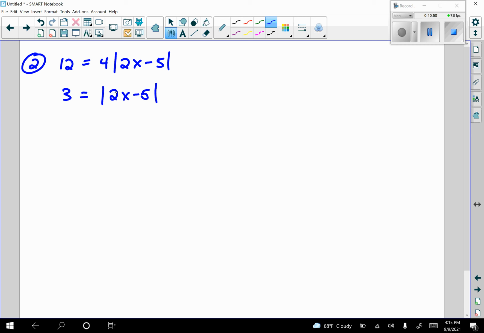So what's inside the absolute value has to be exactly 3 units from 0. So that means 2x minus 5 could equal a positive 3, or 2x minus 5 could equal a negative 3. And then we just continue to solve each one. So here we're going to add 5. So 2x will equal 8, divide by 2, x equals 4. Over here, if we add 5, we get 2x equals 2.